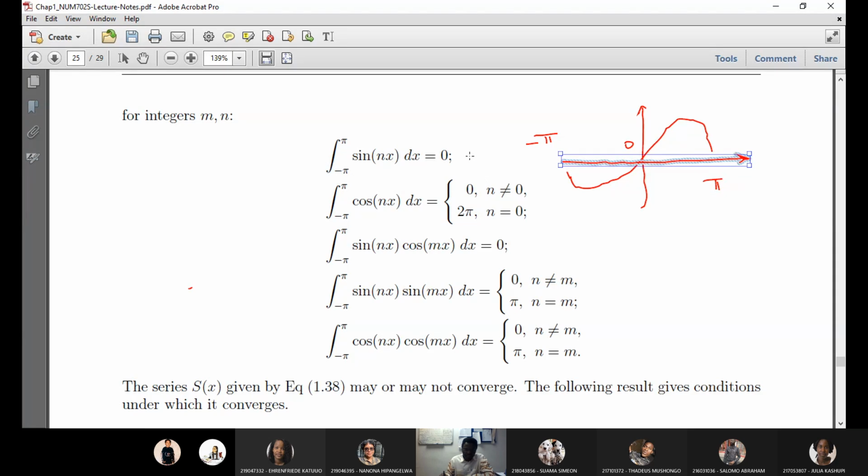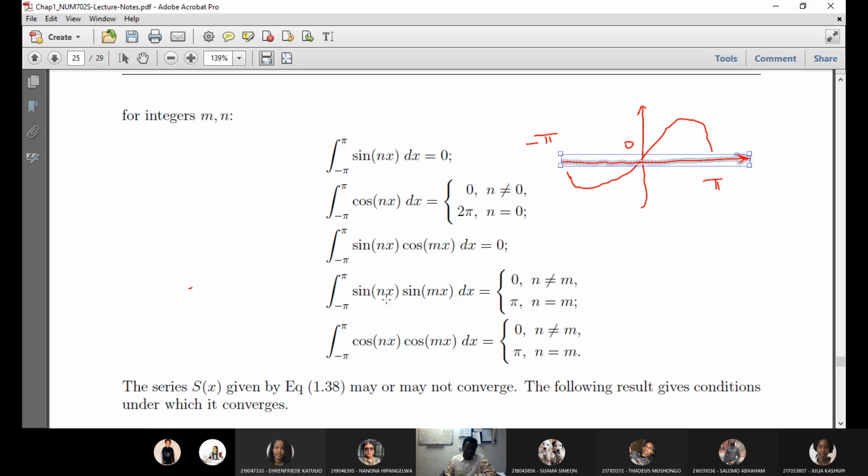Now for this one, you use the trigonometric formula. You can write this factor as a sum. Similarly, all these are sums, and then you integrate. It will give you 0 for this one, and for that one, it will give you 0 when n is not m, and when n is equal to m, it will give you pi.